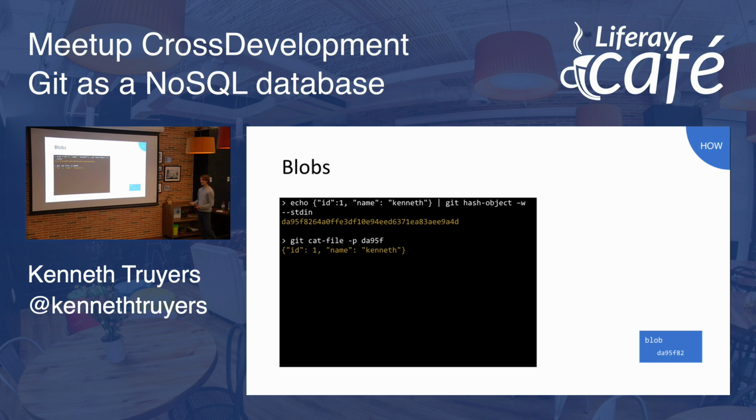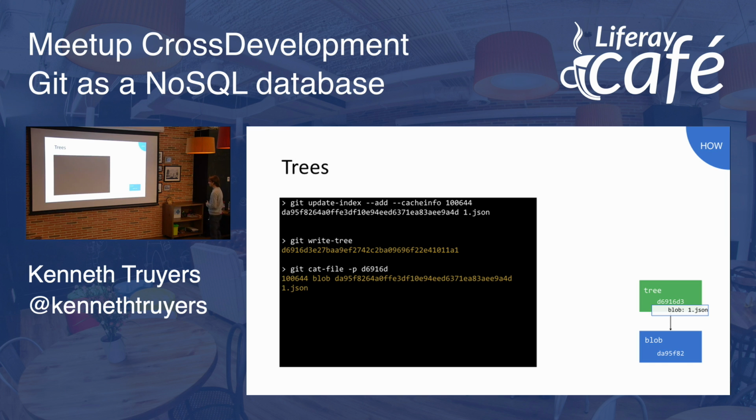So as a key value store, it's pretty lousy if we were only going to use this, because every time I change something, I have to remember to change the key as well. So we need to go one level up and go to trees.